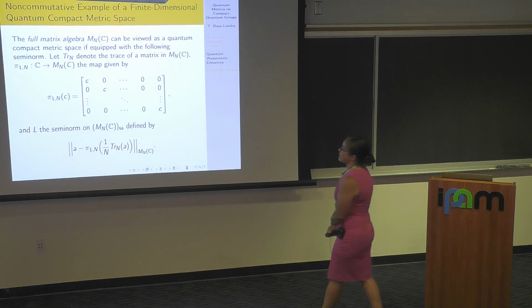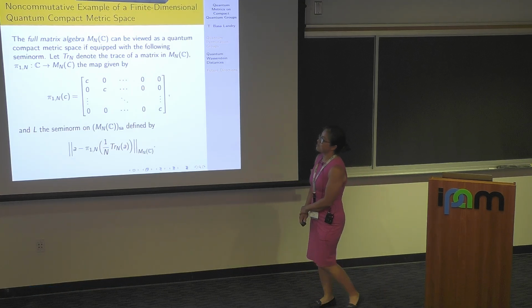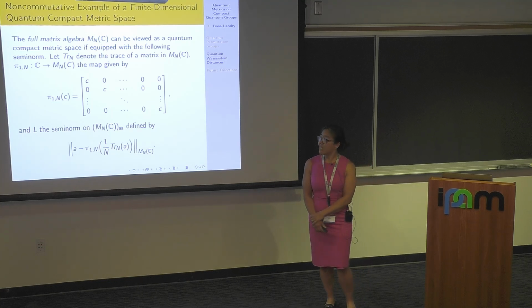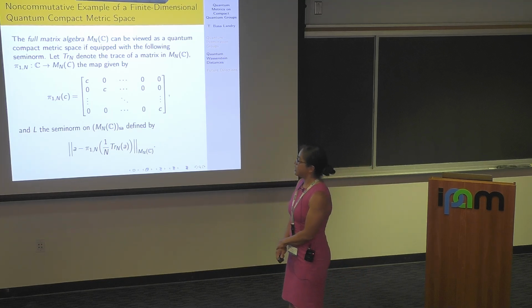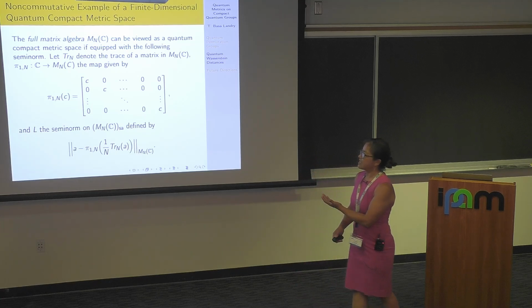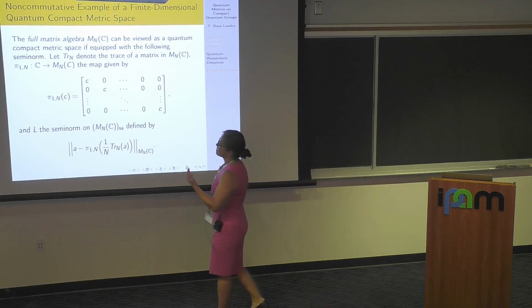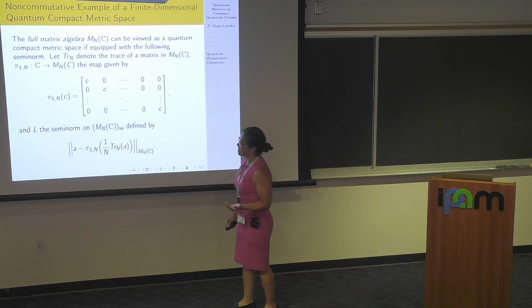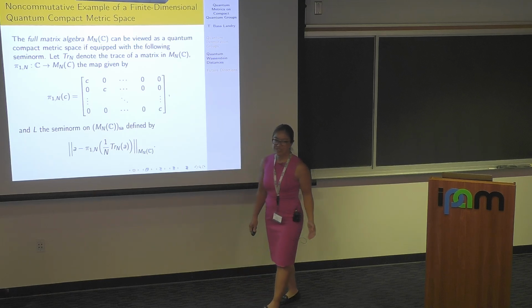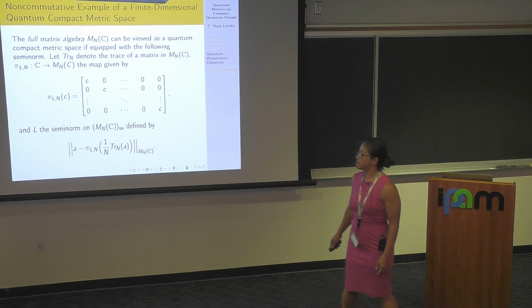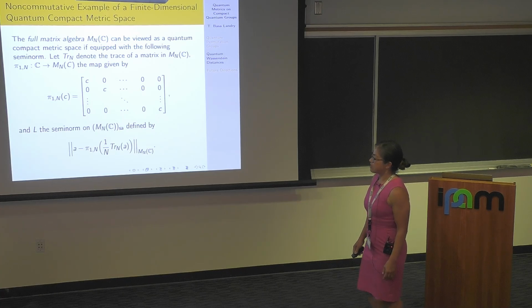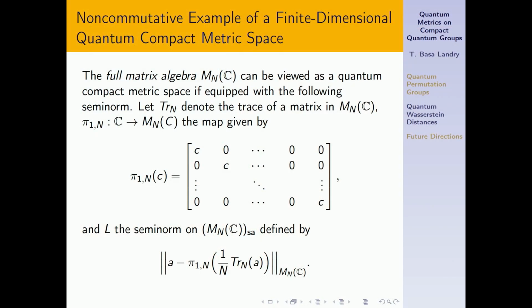And the matrix algebras can also be viewed as quantum compact metric spaces. One way to do that: here's a seminorm that does the job. Take the classical matrix trace, build a diagonal matrix with the matrix trace elements, normalize it with the normalized trace, and then take the difference. That will give you a seminorm that does the job.